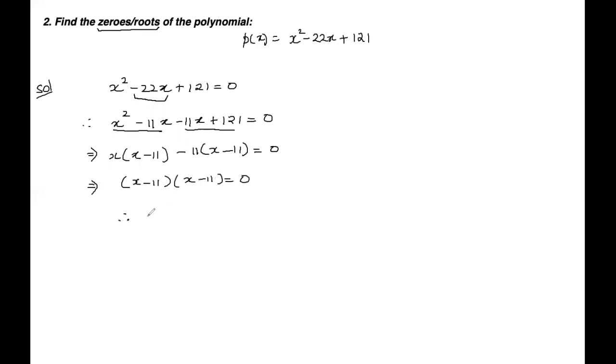Therefore, here we can say that the zeros or the roots of the quadratic polynomial p(x) is equal to x square minus 22x plus 121 is equal to 11. So this was the basics about polynomials.